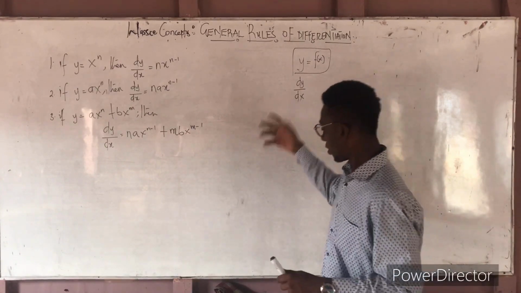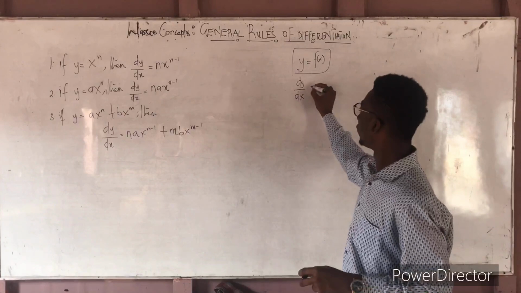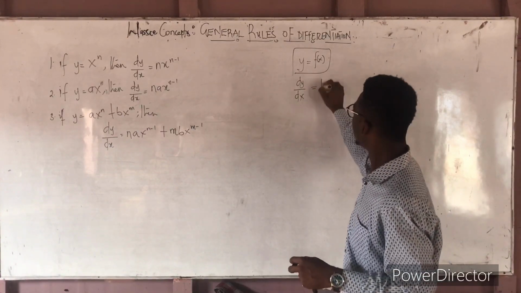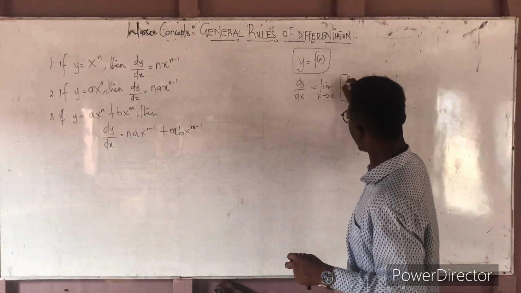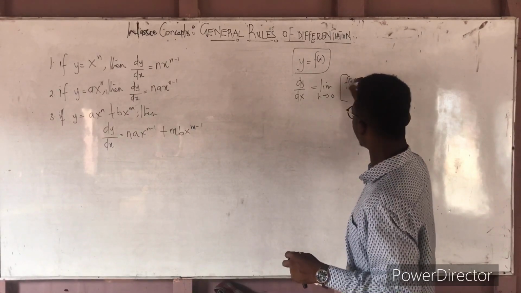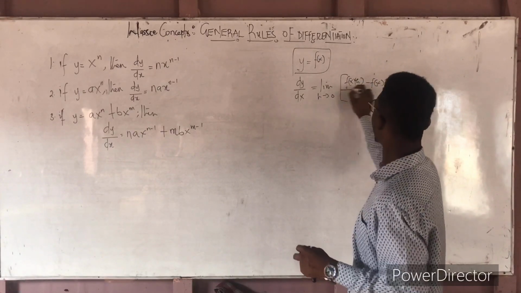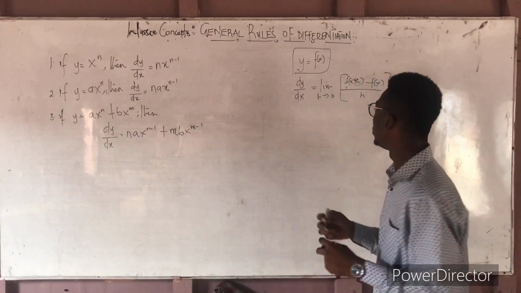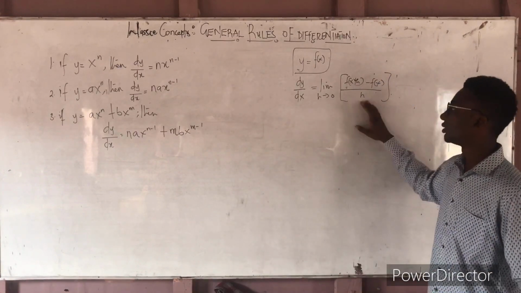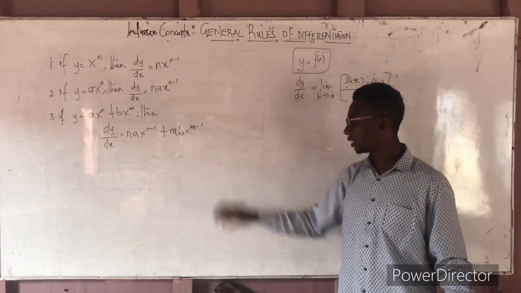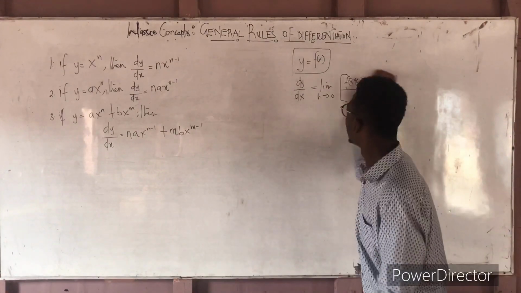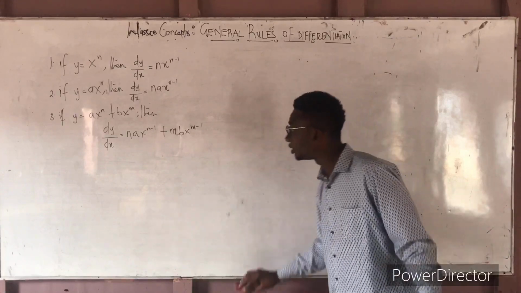Now if you want to find it using the first principle, then you get the limit of h approaching 0 of f of x plus h minus f of x, all divided by h. So this is what we got using the first principle. Out of this, we've been able to establish some rules of differentiation.